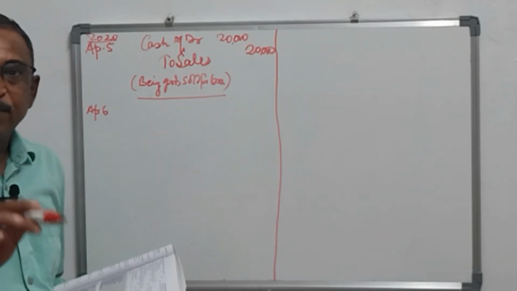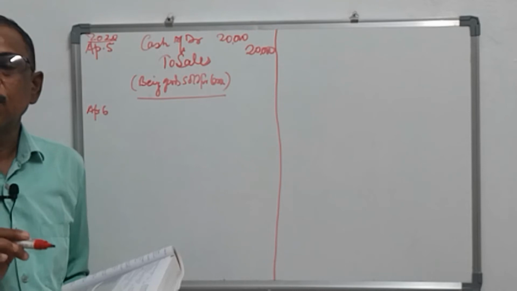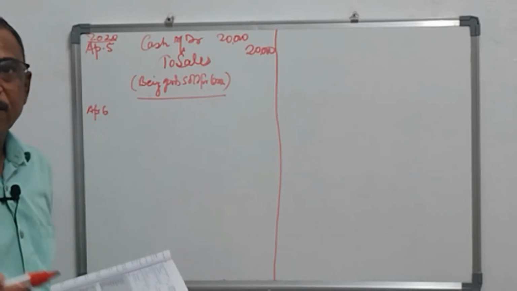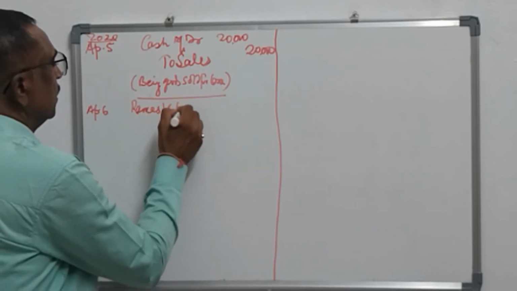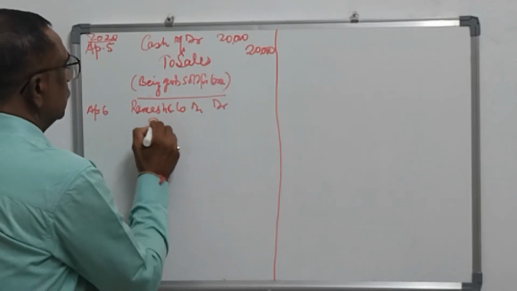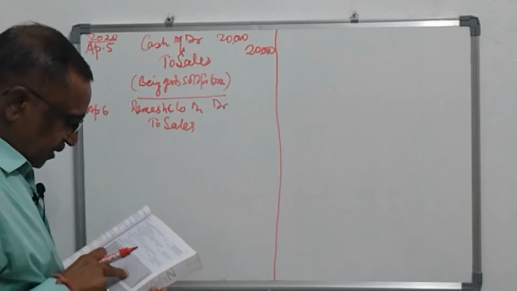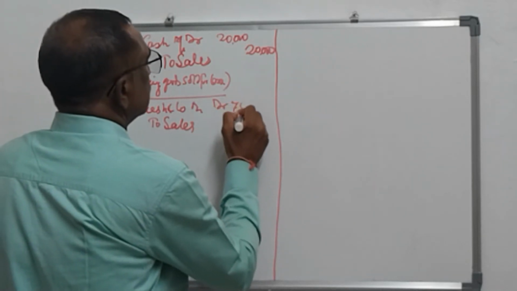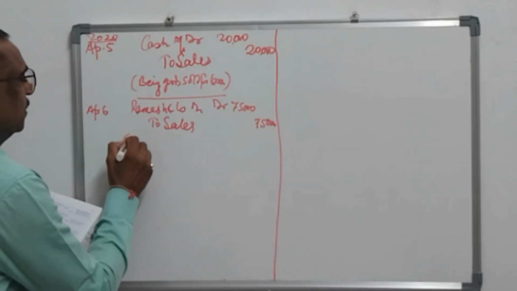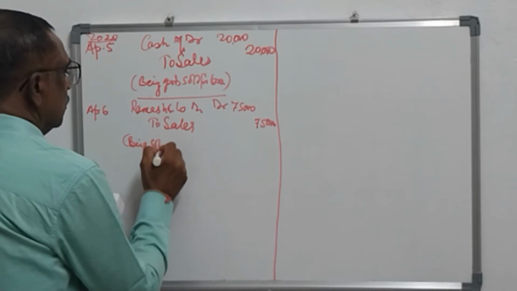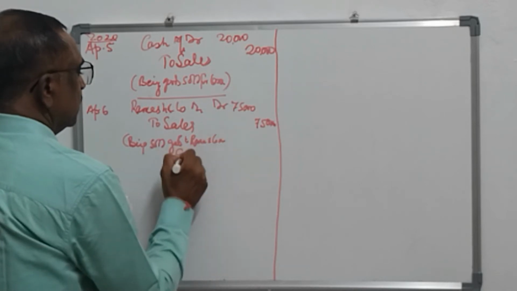Okay, so Ramesh and Company is an artificial person. So the rule for personal account is debit the receiver. He is receiving your goods. So Ramesh and Company account DR to sales, and the amount is 75,000. Okay, narration: being sold goods to Ramesh and Company on credit.